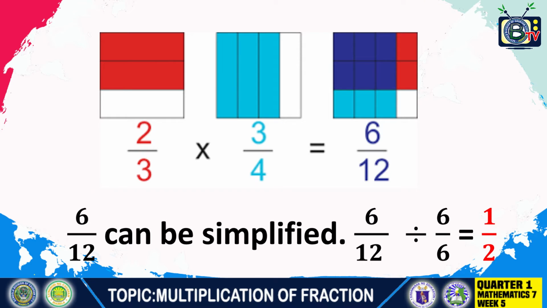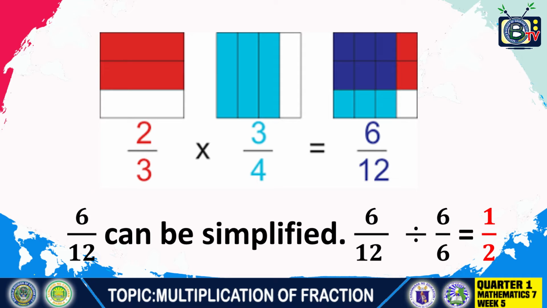Another example, class. What is the product of 2/3 and 3/4? This area model illustrates 2/3 of 3/4. The shaded part of the first figure from the left shows 2/3 where the bar is divided into 3 equal parts horizontally. The shaded part of the next figure shows 3/4 where the bar is equally divided by 4 vertically. And the last figure shows the product of 2/3 and 3/4, which is 6/12. And take note, class, that 6/12 can still be simplified.